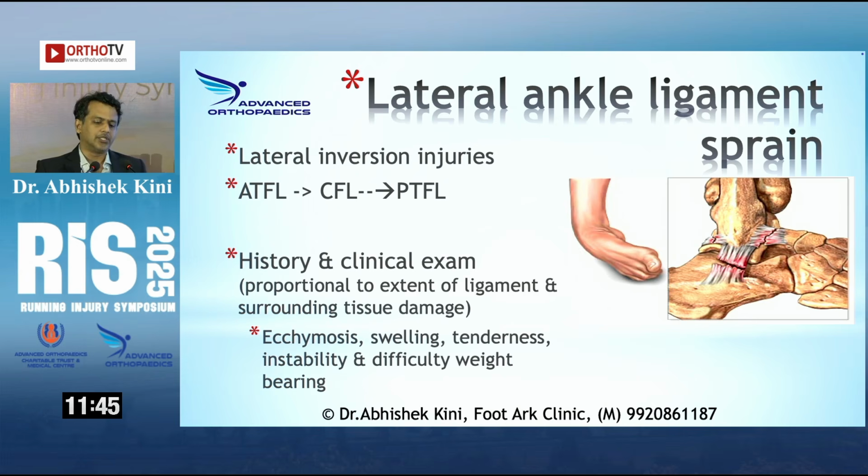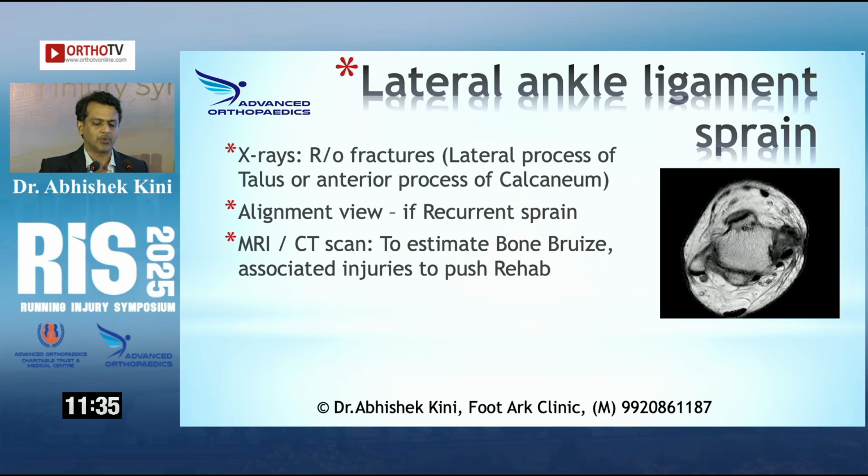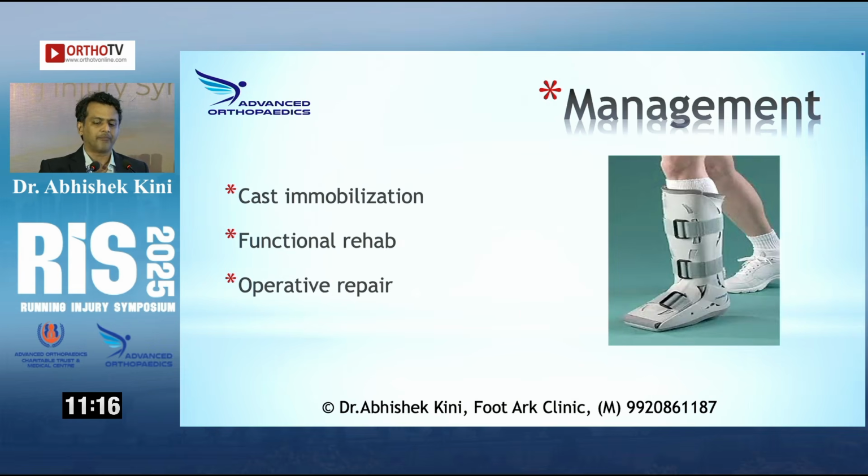Coming to certain injuries, lateral ankle sprains are very common. We've seen some examples before in imaging. ATFL is the most common thing. History is important. Examination will show ecchymosis, swelling. X-rays are very important to rule out fractures. There is a list which one can easily miss out and one should not miss them. Alignment views, as sir showed in the knees, are important for recurrent ankle sprain. And MRI, as Aditya said, to estimate bone bruise for us to answer how soon can they get back.